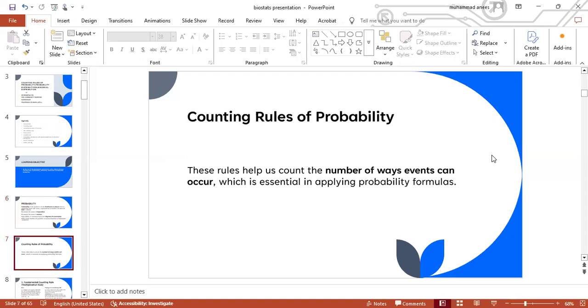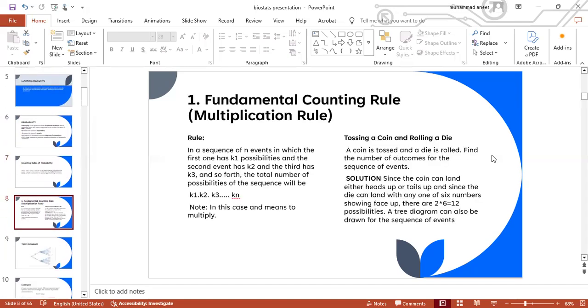So these rules help us count the number of ways an event can occur, which is essential in applying probability formulas. Now we're going to see certain rules along with their formulas, which are used in stats. Number one is the fundamental counting rule, also known as the multiplication rule.